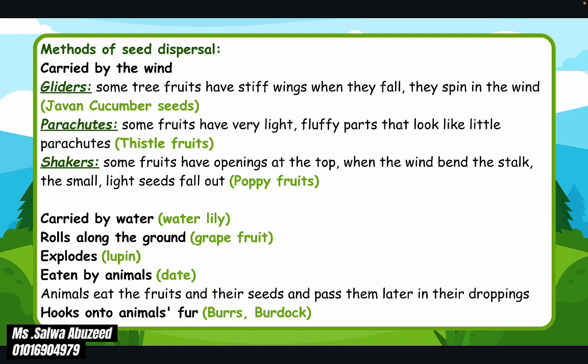So it could be with the wind. The seeds are going to be taken away from the parents, from the actual plant by the wind. Could be water, could be by rolling, could be by exploding, could be by eaten by animals, and we will understand how, and could be hooks on animals' fur. Let's see, what is this? So I'm going to leave the wind for the end because it has a lot of information. Let's start with the easiest.